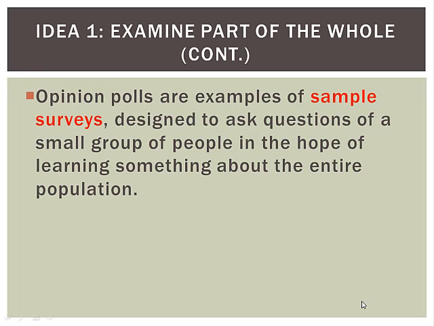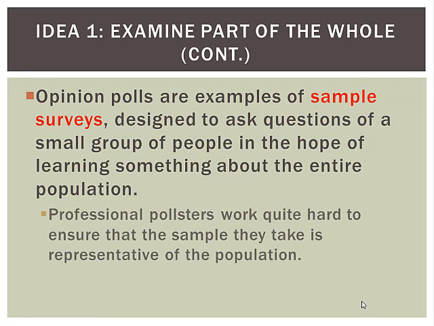So opinion polls are examples of sampling surveys, right? Designed to ask questions of a small group of people in the hope of learning something about the population. Like during the presidential elections, when they sample to see which candidate America is leaning toward, they don't sample everybody, right? They only sample 1,000 people generally. And they are representative random samples from the entire United States. And that'll actually give you a very good sense for what the entire population is feeling. So the professional pollsters work pretty hard to ensure that the sample survey they take is actually representative of the population. That is key.